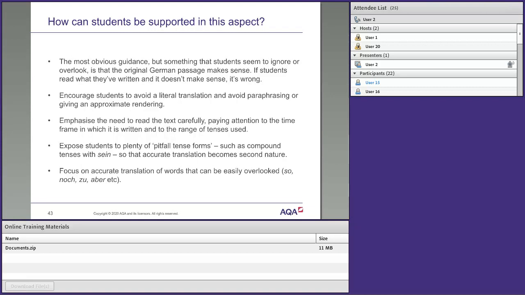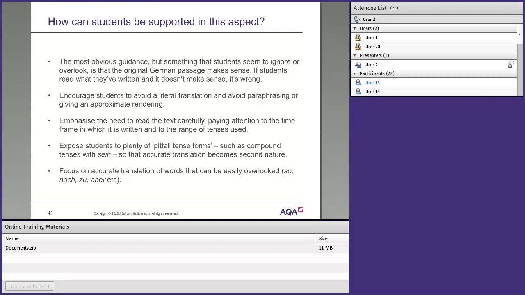So how can we support students in this aspect? Well, the most obvious thing, but sometimes something students seem to ignore or overlook, is that the original German passage makes sense. So if students read what they've written and it doesn't make sense, then it's wrong. So encourage students to avoid a literal translation, but equally to avoid paraphrasing or giving an approximate rendering. Emphasize the need to read the text carefully, paying attention to the time frame in which it is written and to the range of tenses used. And again, that knowledge of the regular and irregular verbs is vital here.